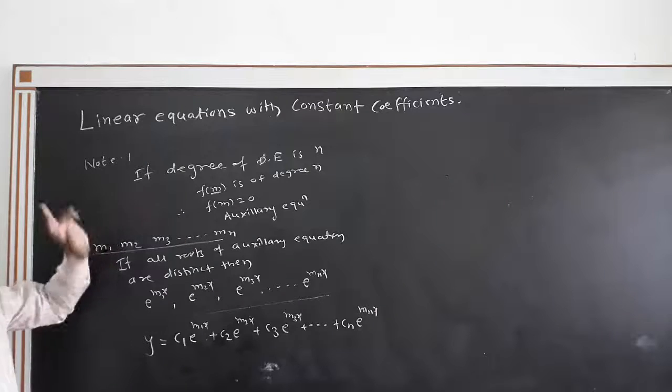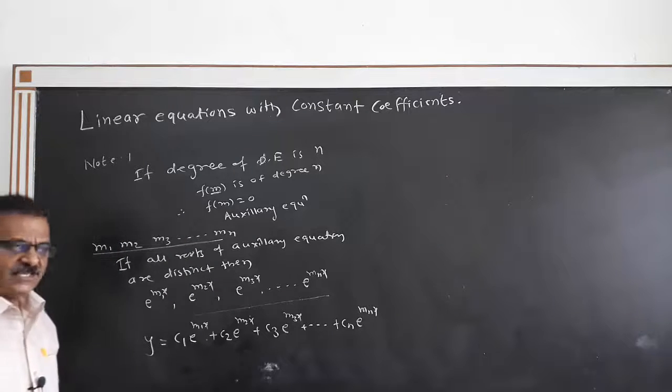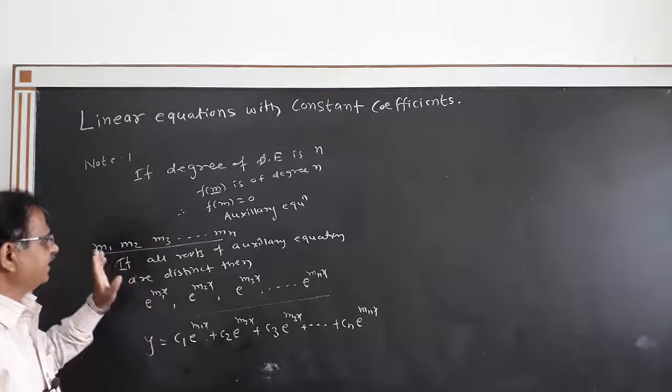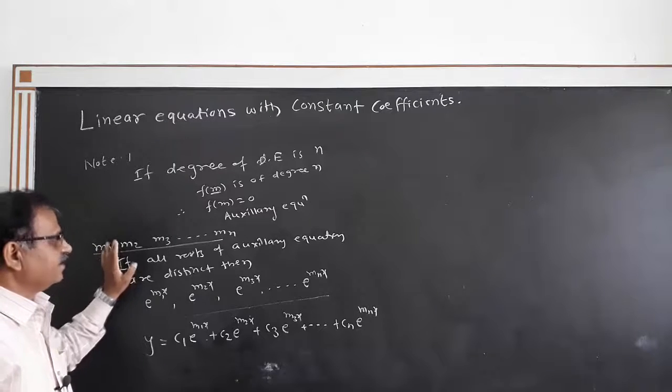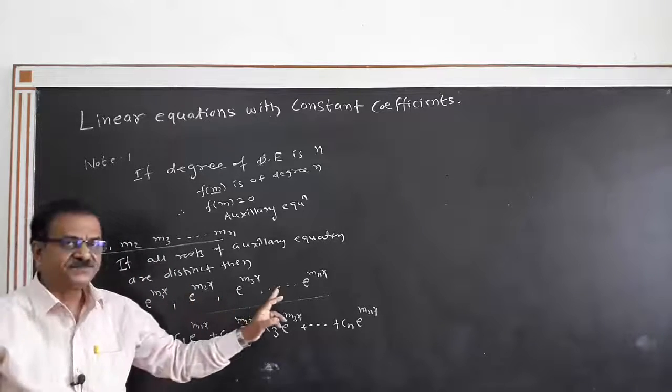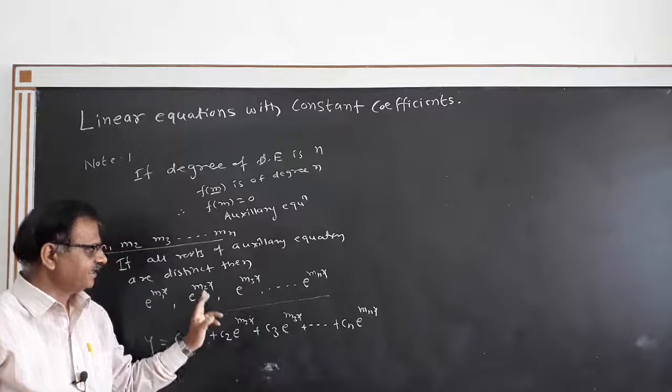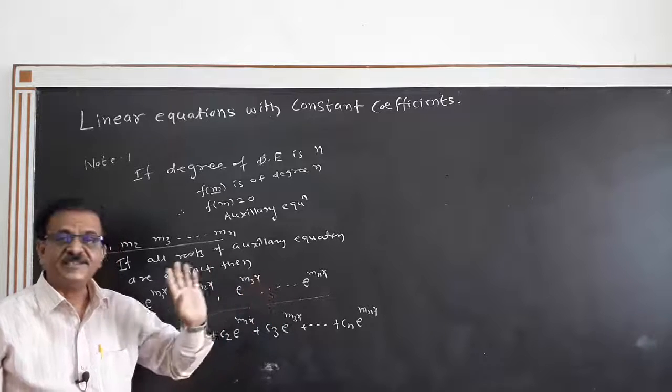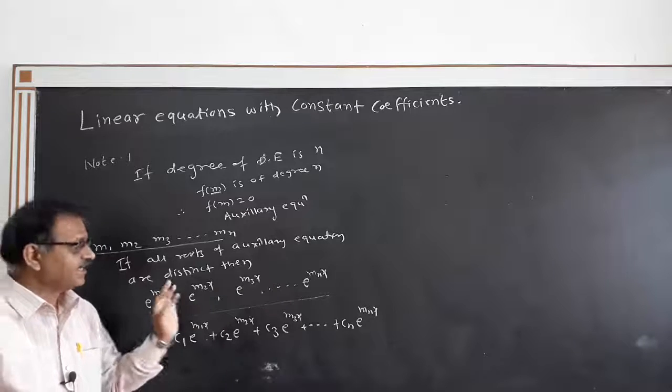Thus, if degree of differential equation is n, then the auxiliary equation has n roots and there are n solutions, e raised to m1x, e raised to m2x, e raised to m3x, e raised to mnx, if all the roots are distinct.